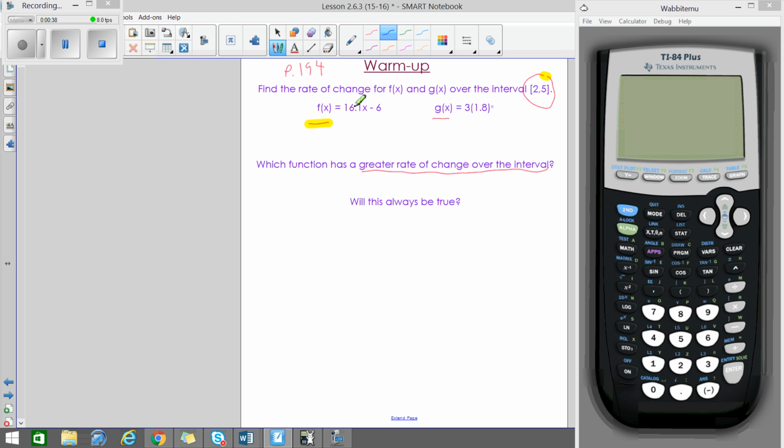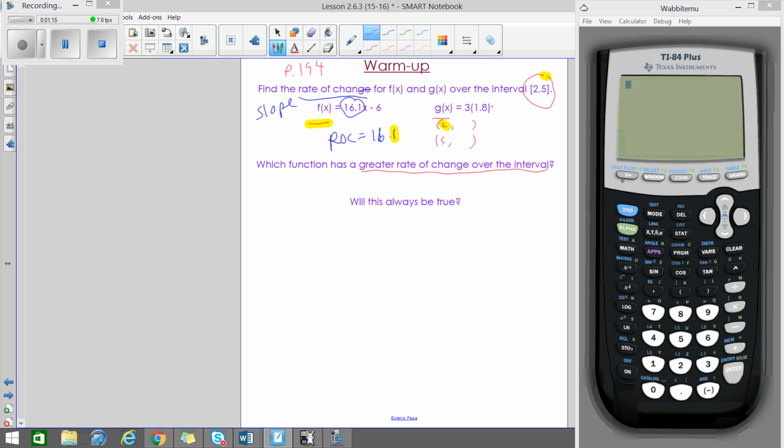So f of x is a linear function, which means rate of change is another way of saying slope. So this 16.1 is your rate of change, or your slope. I'm just going to call it ROC, which is 16.1. Then g of x is an exponential function, which means you are going to need your coordinates. So you're going to need 2 comma something and 5 comma something, so we need their corresponding y values.